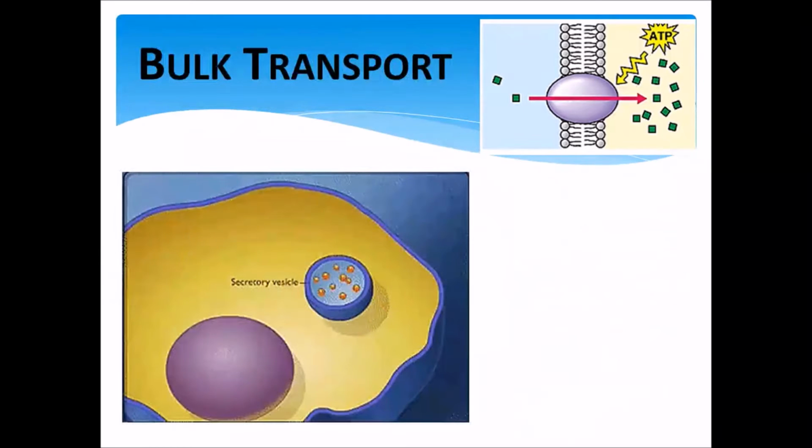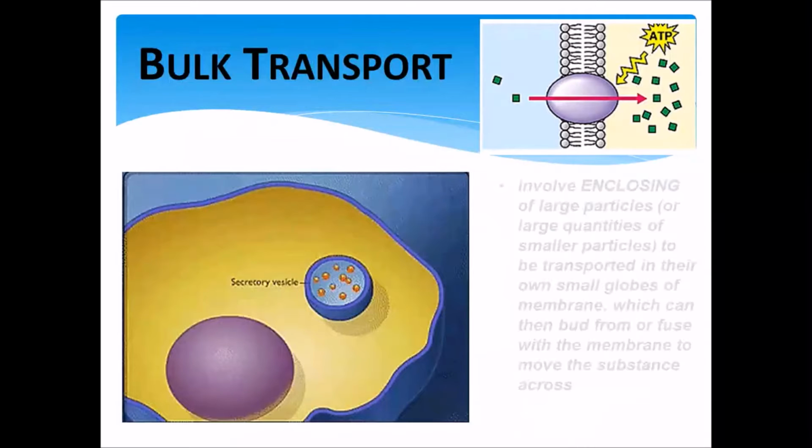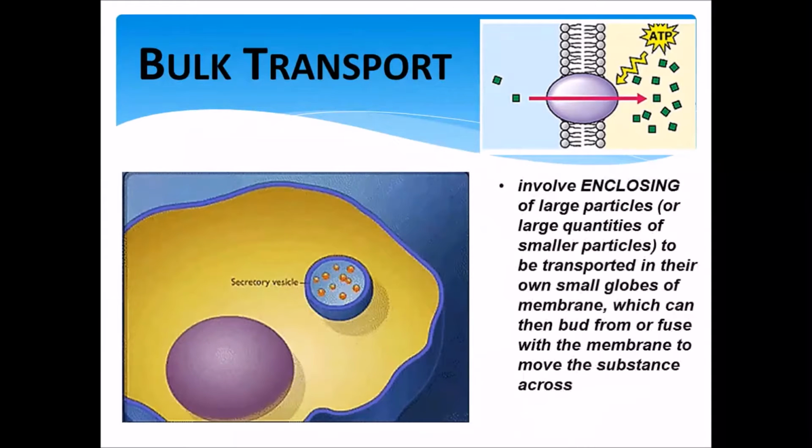Another type of active transport allows molecules and sometimes whole cells to be moved into the cell in bulk. Bulk transport mechanisms involve enclosing large particles or large quantities of smaller particles to be transported in their own small globes of membrane, which can then bud from or fuse with the membrane to move the substance across. The different modes of bulk transport are endocytosis and exocytosis.